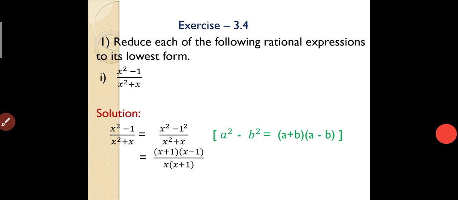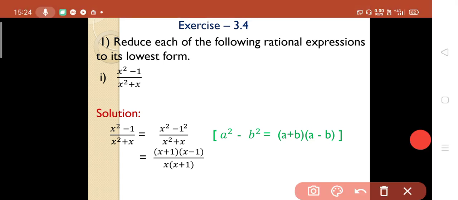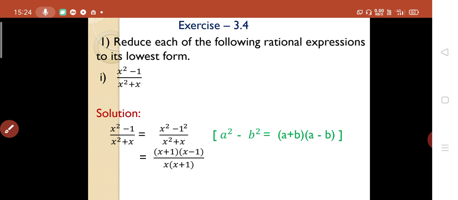So the next step, we can write x² − 1², that is the numerator, as (x + 1)(x − 1). In the denominator, x is the common term, so we can take the common term outside. Here it is x². If you take x outside, the balance is x. Here only x, you have taken x outside. So what is the balance? 1. Now x + 1 gets cancelled.